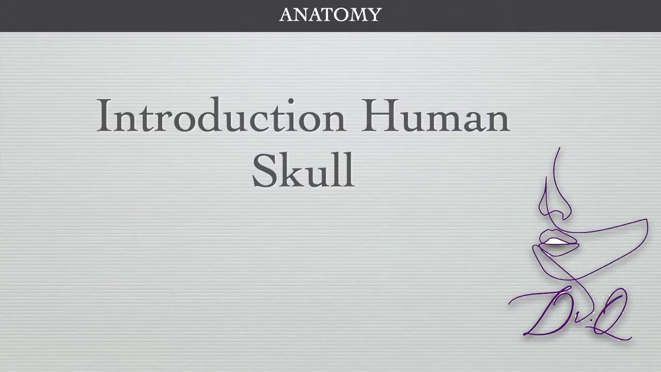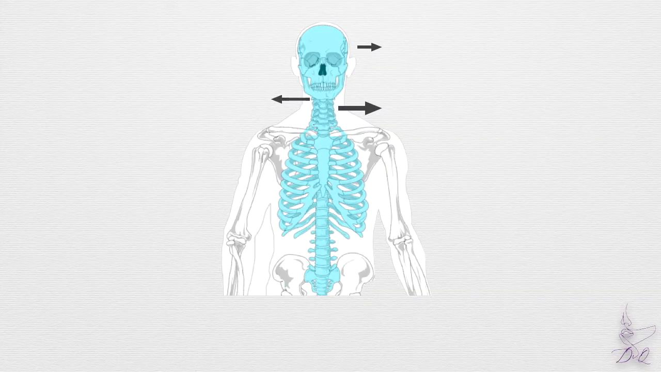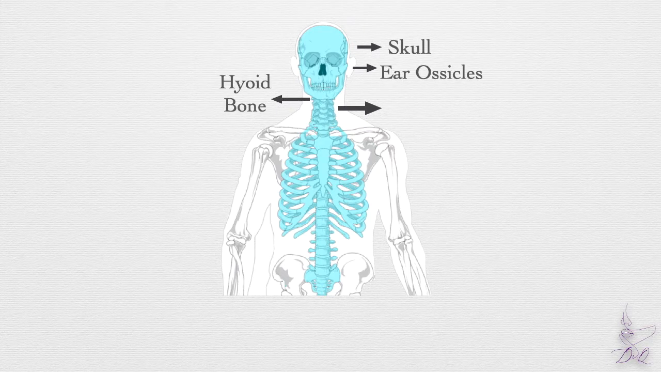So let's begin with the introduction to the human skull. The head and neck are anatomically complex areas of the body. So it consists of the skull, including the ear ossicles. We have the hyoid bone and the 7 cervical vertebrae.